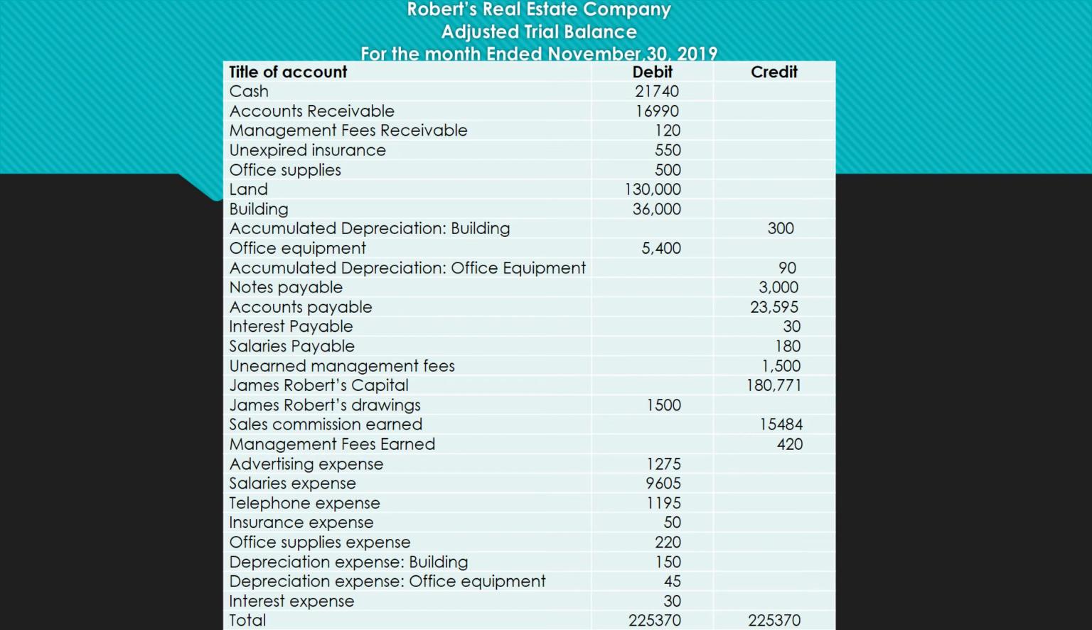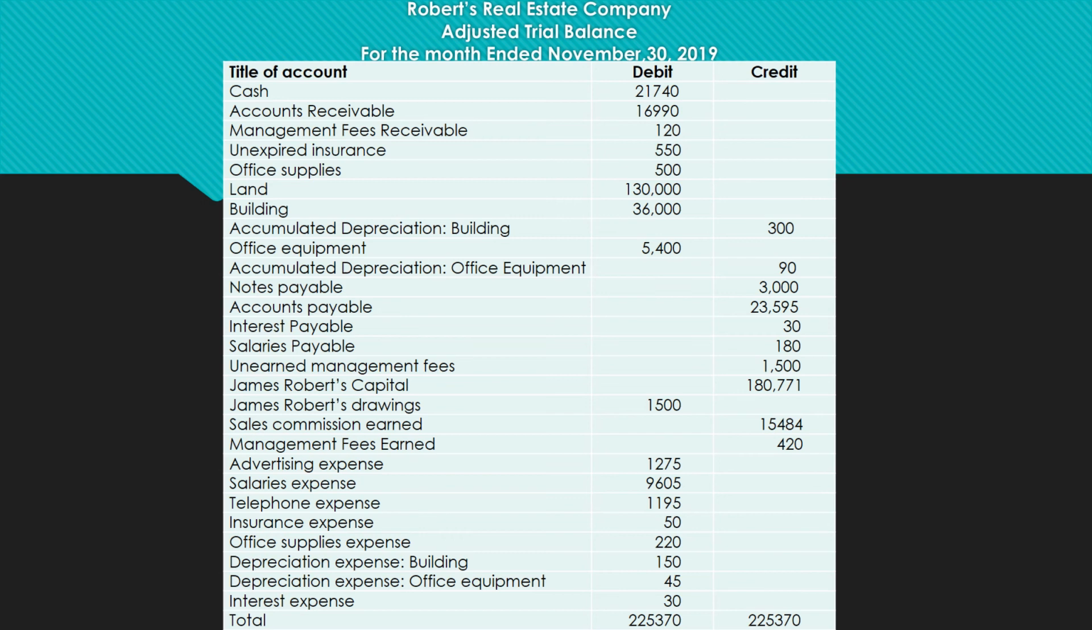Now salaries expense. Before adjustments, there was salaries expense of 9425. Another salaries expense incurred by the end of November was 180. So the total salaries expense at the end of November, after adjusting entries in the adjusted trial balance, is increased to 9605. Telephone expense remains the same, 1195.